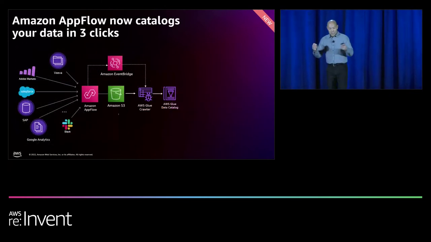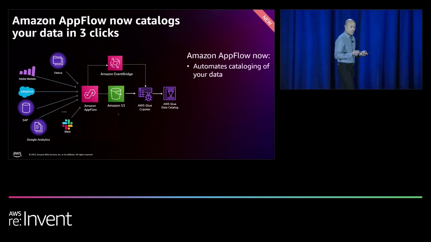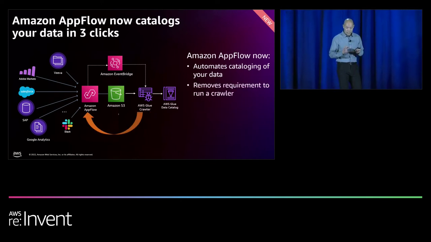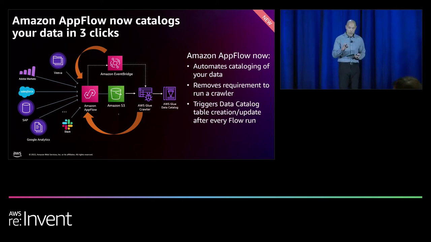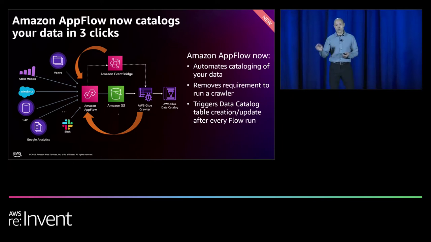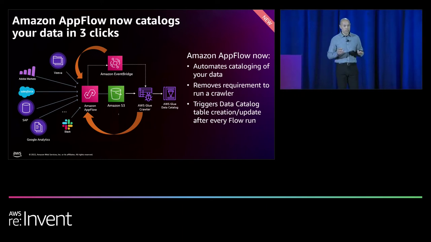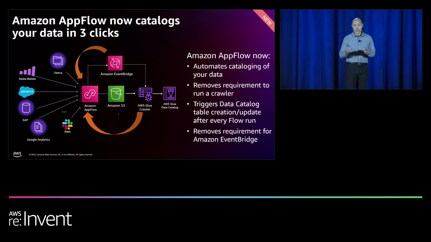Okay, so we talked about how AppFlow automates the cataloging of your data and removes the requirement to use a crawler. So we just kind of removed that requirement, integrated it right into AppFlow. We also, with Amazon AppFlow, trigger your data catalog table creation and update after every flow run. So you don't need to manage these jobs and manage the coordination and synchronization of these jobs. It will run from AppFlow directly. You can also basically replace EventBridge because it's all automated within AppFlow.